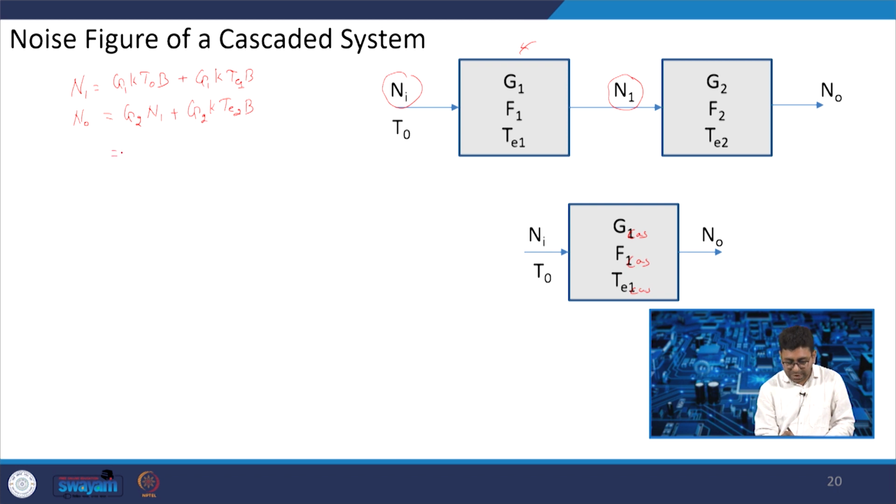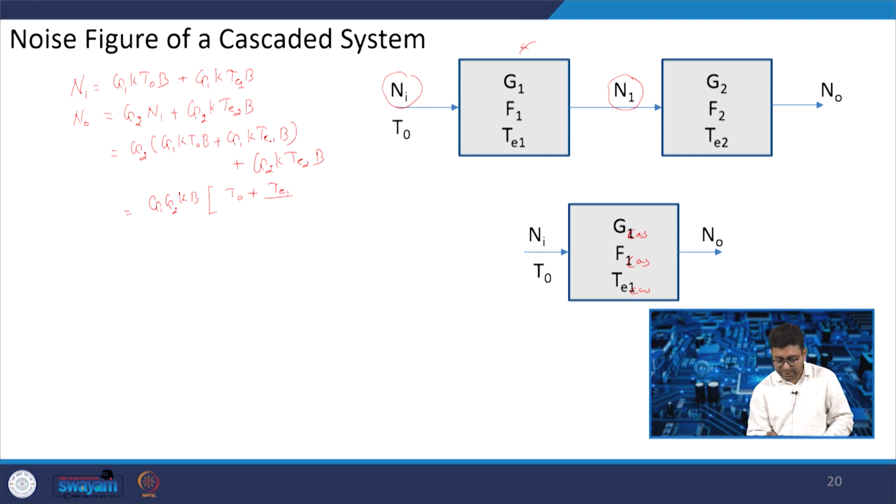So, if I replace the N1 here, that is G2 times G1 k T0 B plus G1 k TE1 B, plus G2 k TE2 B. And if I take G1 G2 k B out, because it is common, I can write G1 G2 k B times T0 plus TE1 plus TE2 by G1.